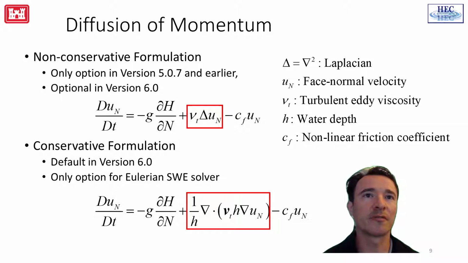For many natural flows, the Laplacian tends to be on average negative, and this results in a net dissipation, which is not good because it can start to increase water levels upstream, and in order to calibrate, the bottom roughness has to be adjusted to compensate. This is why a new conservative formulation has been developed. It's the default version in 6.0 and is the only option with the Eulerian shallow water equation solver. It computes the divergence of the diffusive fluxes, and for this reason it's more conservative.